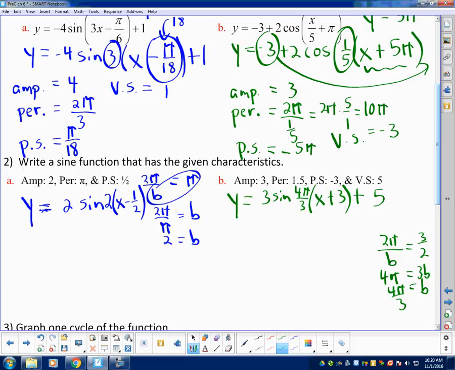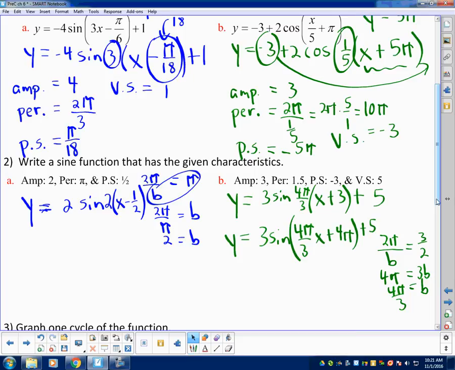You might see in the textbook or in real life problems that they will distribute the 4 pi over 3. So another way to write the solution might be 3 sine of 4 pi over 3x plus 4 pi, all in parentheses, plus 5. That's another way you might see it written. So either way, it would be fine. It depends on if we're going to graph it or not. It could come in either form. So you should be able to go back and forth between the two.